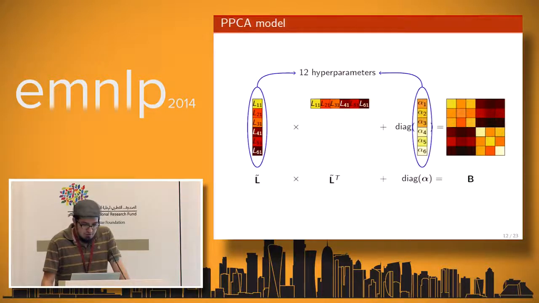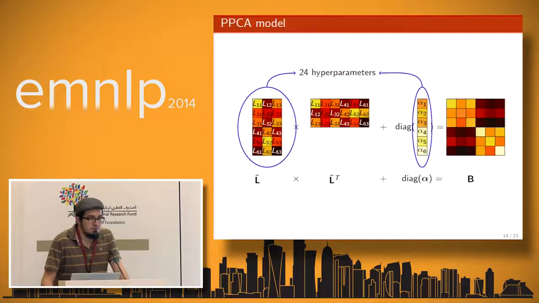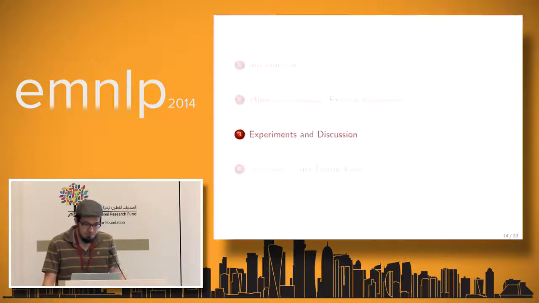We can actually increase the size of this matrix L, and by increasing the size, we effectively increase the rank of this matrix B. By increasing the rank, we get better model capacity, so we can model these covariances more accurately. But on the other hand, we raise the number of hyperparameters, and because the marginal likelihood is usually not convex, we might run into local optima problems. So in this work, we test a range of ranks and evaluate them empirically.